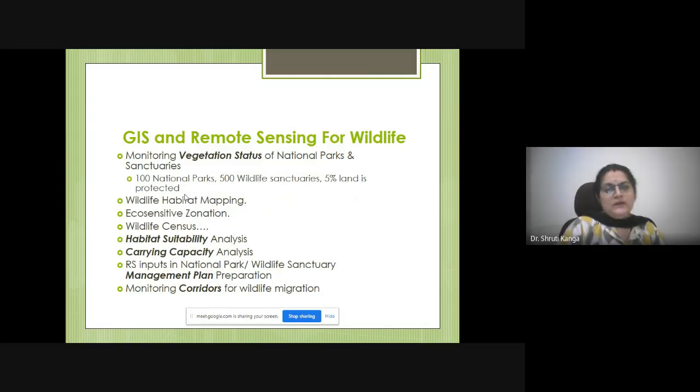Okay, so these are the different activities which we can plan in a better way with the help of remote sensing and GIS: the monitoring of vegetation status is the main one, then wildlife habitat mapping, eco-sensitive zonation mapping, the monitoring of different corridors of wildlife migration, management plan preparations, carrying capacity analysis, and habitat suitability mapping.